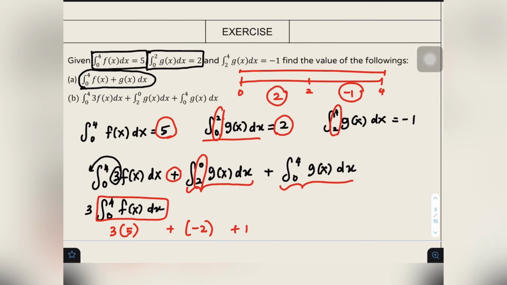So then we can solve this one. Positive and negative is negative. So 3 times 5 is 15. 15 minus 2 is 13. 13 plus 1 is equal to 14. So this is the final answer. This is how we apply the properties of the definite integral to solve a problem related to definite integration.